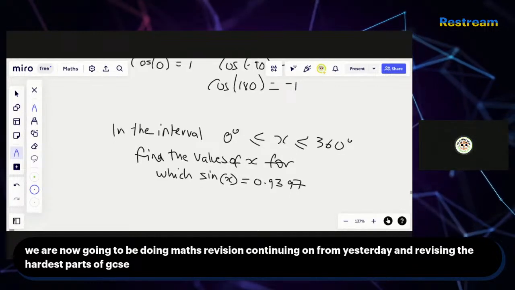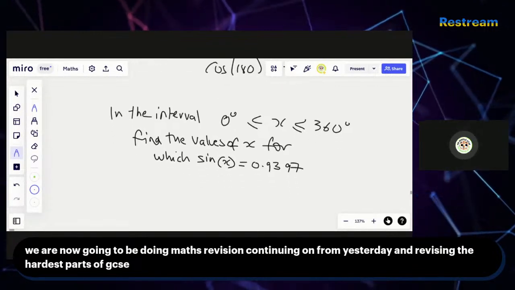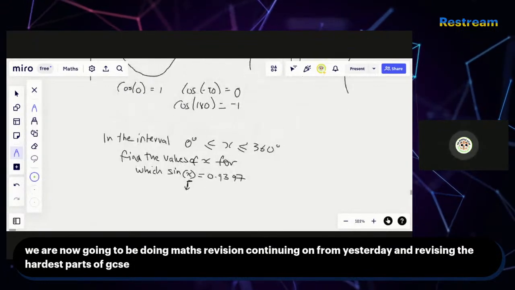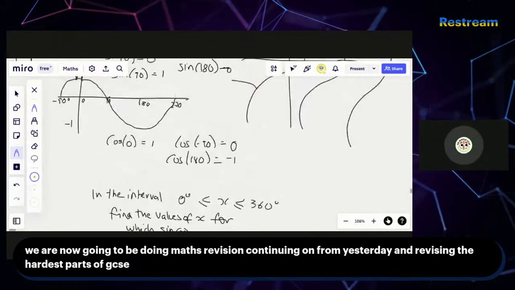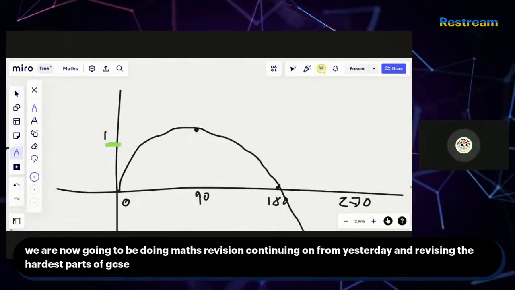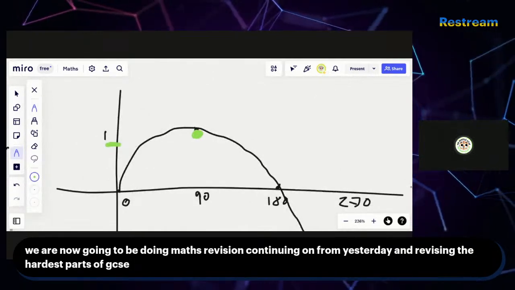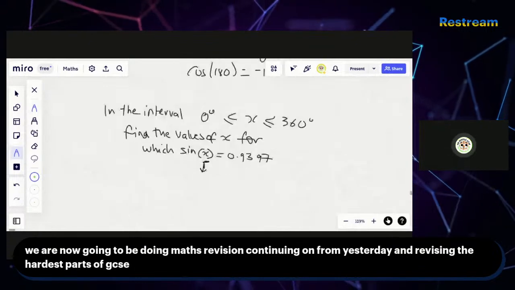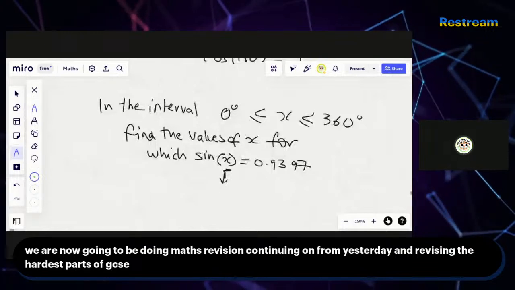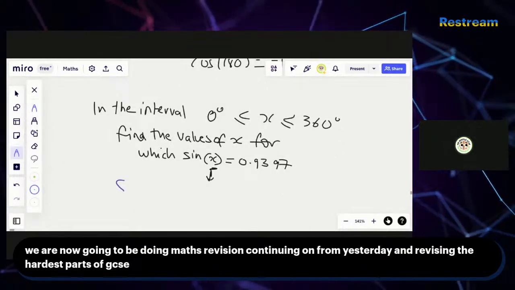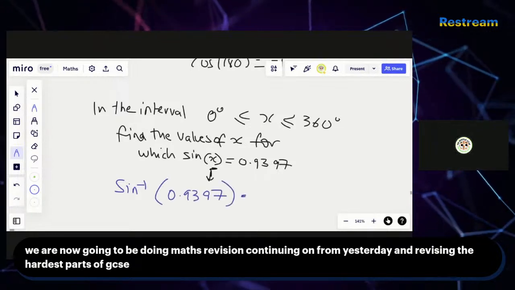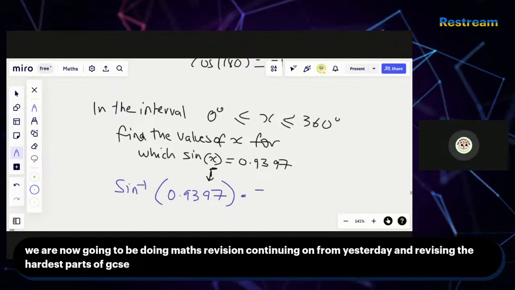So in this question, we're told that we have to find out what x is. So what x value outputs 0.9397? If we go back to our graph, we know that with the sine graph, the closest value to getting that is sine 90. So it's going to be around 90. But how do you figure it out without using graphs? You can just use a calculator and do sine inverse of 0.9397, which is 70.